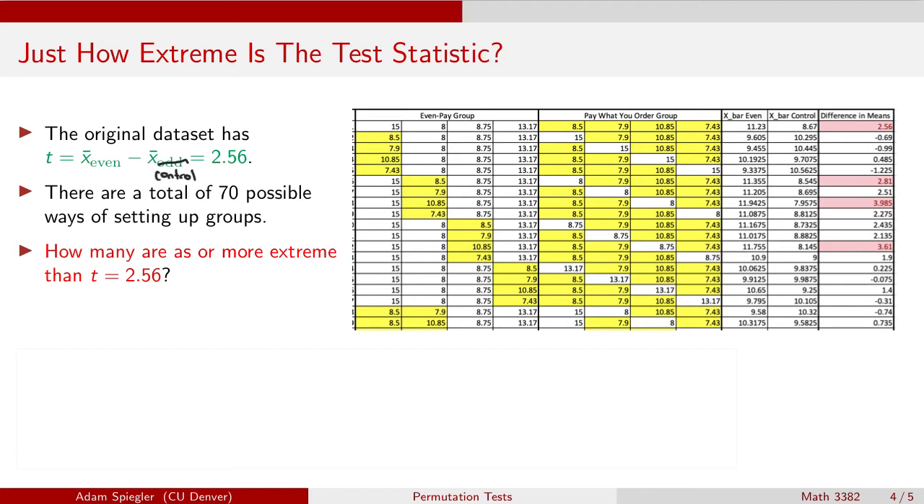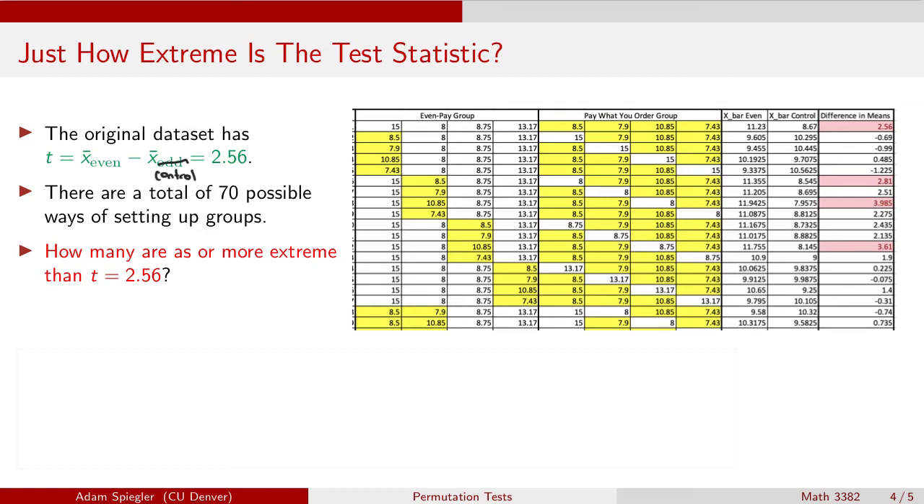Because remember, we're doing a one-sided test here in the sense that our alternative is we suspected the even pay group orders more than the pay what you order group. So we would go through this list and try and identify what are all of these 70 possibilities. So this isn't all of them. There's a whole bunch more. And I'm just going to count every time I get a hypothetical sample that had a difference that was as or even more extreme than ours.